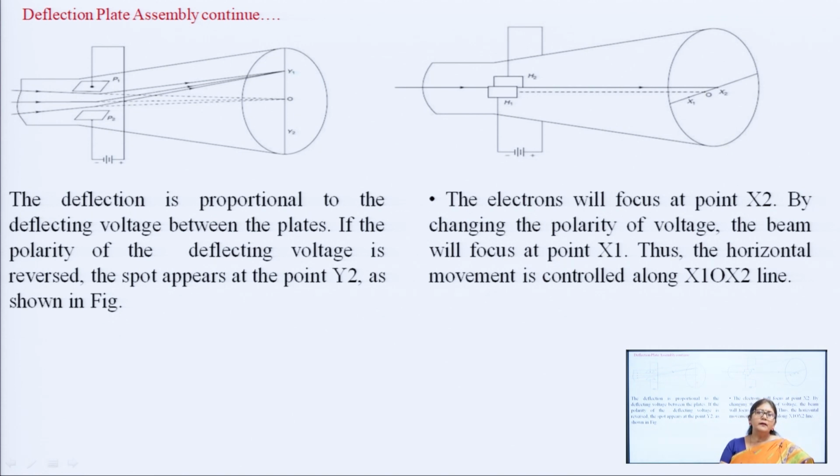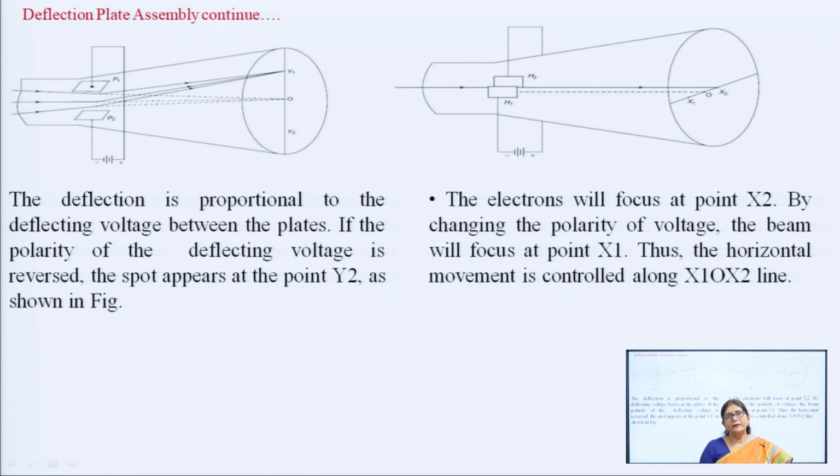Now, as I have discussed, in this deflection plate assembly, the two plates which are placed horizontally act as a pair of vertical deflection plates. The upper plate, P1, is kept at positive potential with respect to the P2 plate. So what will happen? The electrons leaving the pre-accelerating and accelerating anode are attracted by the upper vertical plate, so the electron moves and strikes the screen at the y1 point. If we reverse the battery terminal, it will strike at the y2 point.